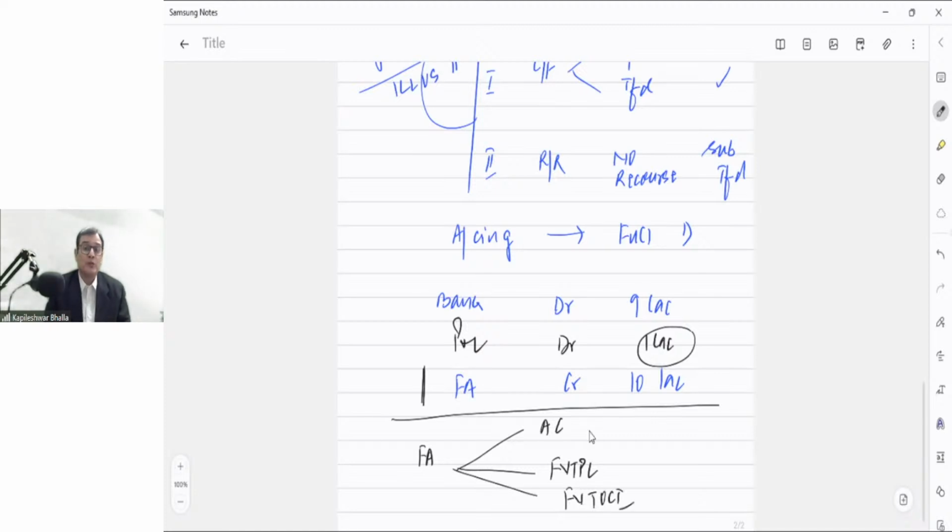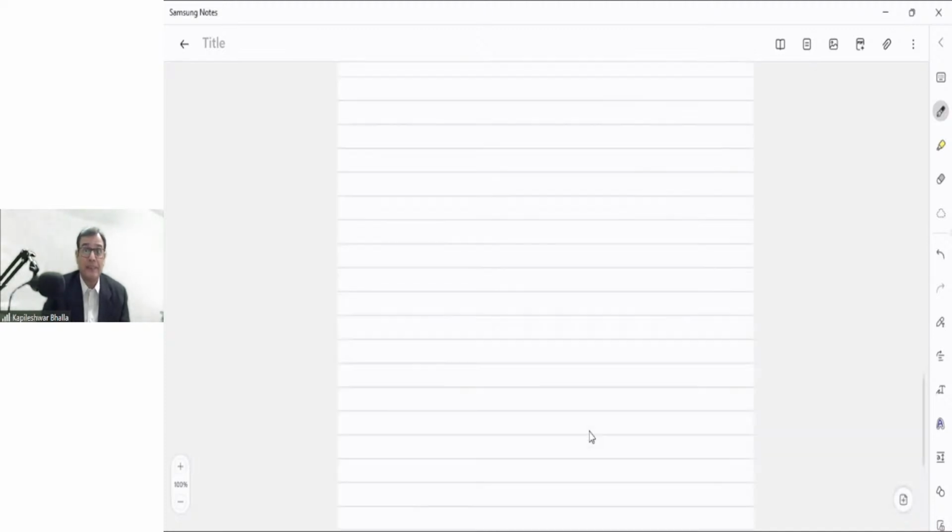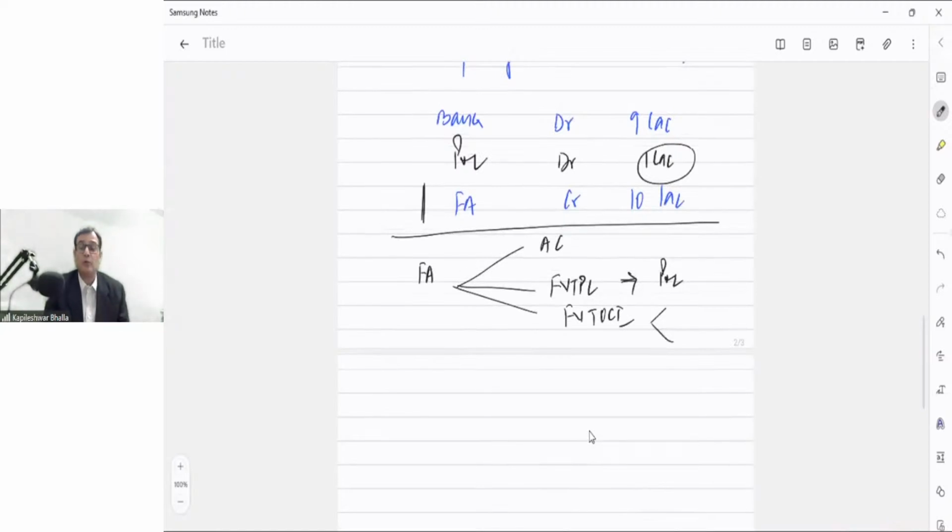Just to remind you once again, if you are considering the case of FVTPL, the gain or loss will be taken to the P&L. And in terms of FVTOCI, it depends on whether you're looking at NR or R. If it is NR, no recycling, the gain or loss will be taken in OCI and not in the P&L. And if it is a case of recycling, then it would be taken in the P&L.